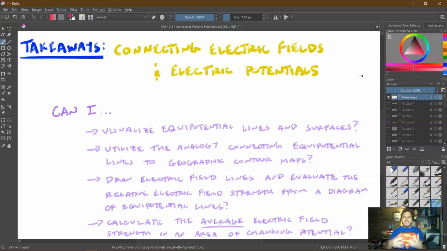But then can we also calculate the average electric field strength in an area of changing potential? So I have some voltage difference, delta V, between one point and another. Can I calculate the average electric field between those points? Pretty easily, by just dividing that voltage by the distance.